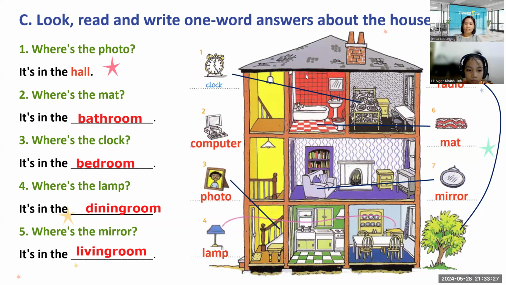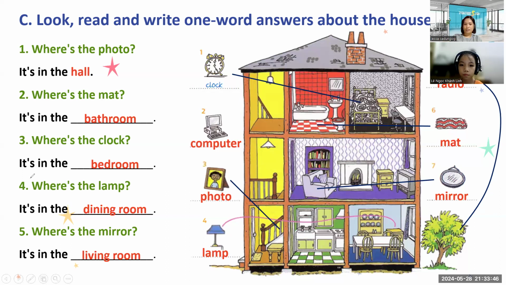Okay, let's check. We have here number 1. The mat is in the bathroom. Clock is in the bedroom. Lamp is in the dining room. And mirror is in the living room. Very good. Perfectly answered, Lynn. Great work. Okay, let's go to the next one.